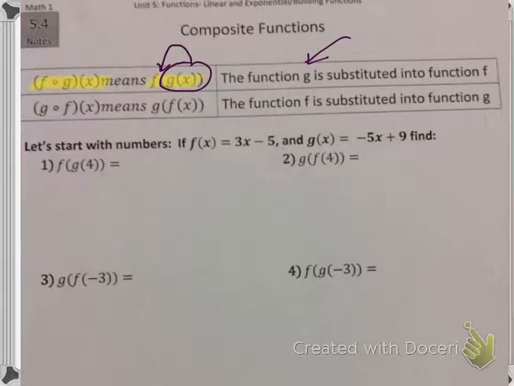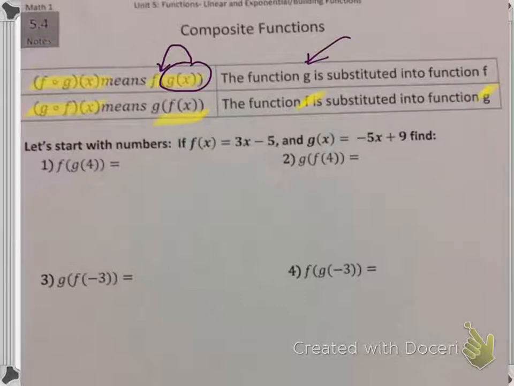And then this one, it looks like it says gof, G-O-F, but it's g of f of x is how you would say that. Again, different notation, but you say it the same way. G of f of x, which means the function f is substituted into the function g.